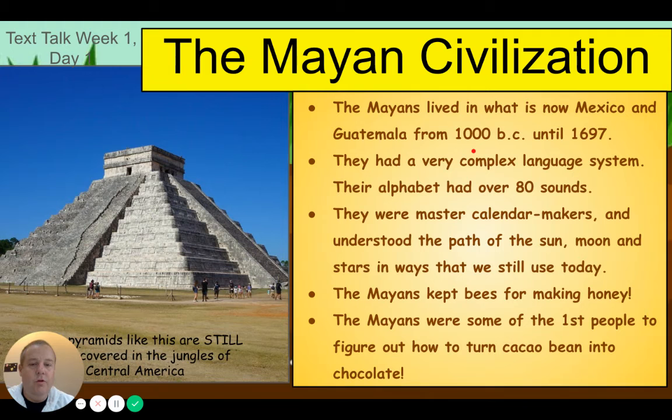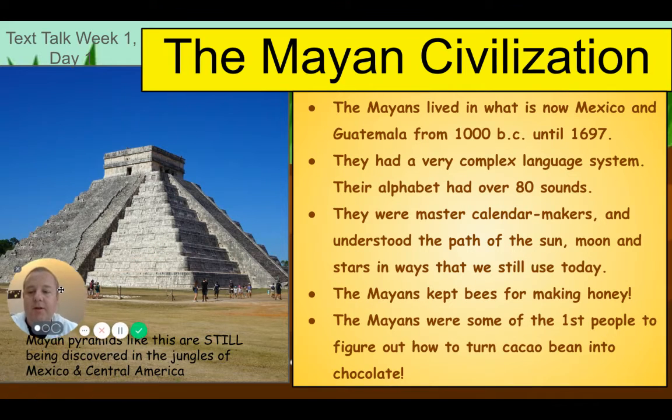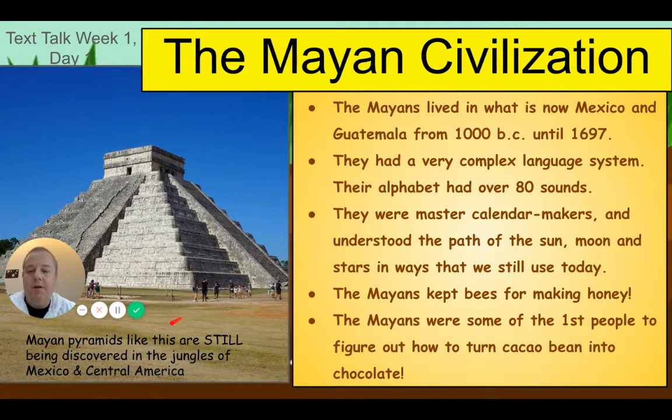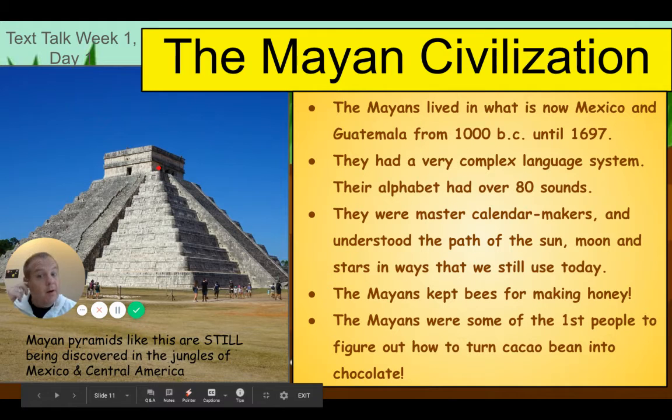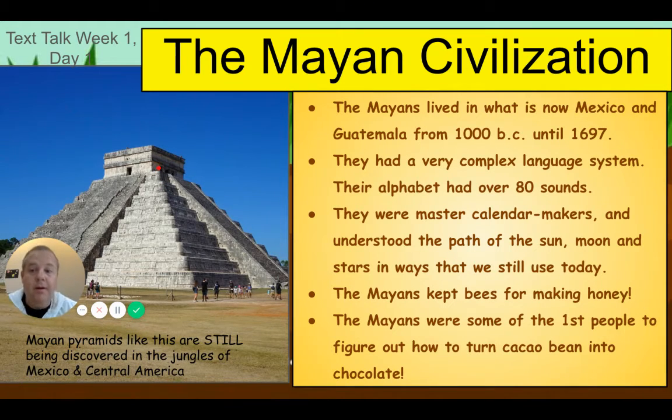And they had a huge civilization, and they built pyramids like this one, which you can still find in the jungles of Mexico and Central America. People are still discovering them. They're covered with dirt. They're covered in jungle at this point because they're so old and abandoned for so long, but they're still out there and they still are standing up. The Mayans lived in what is now Mexico and Guatemala from 1000 BC until 1697.